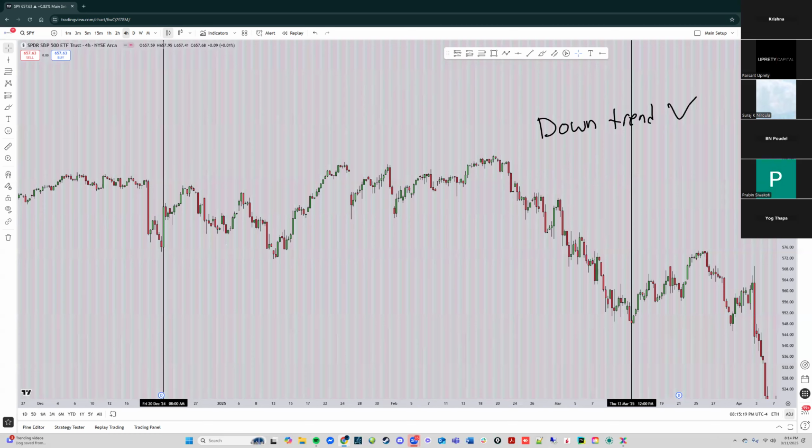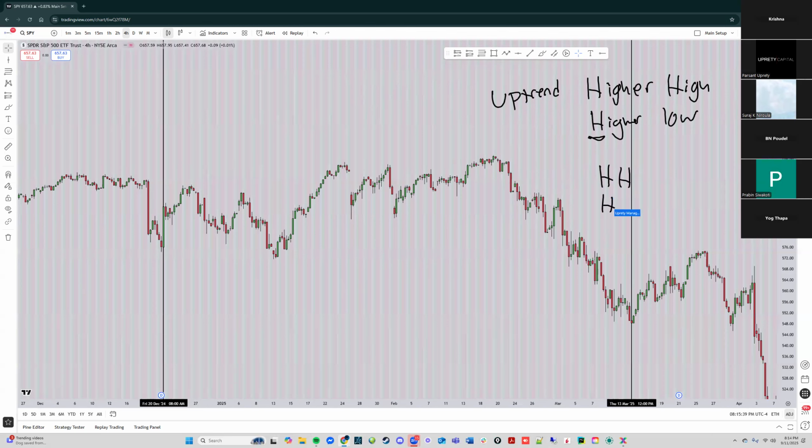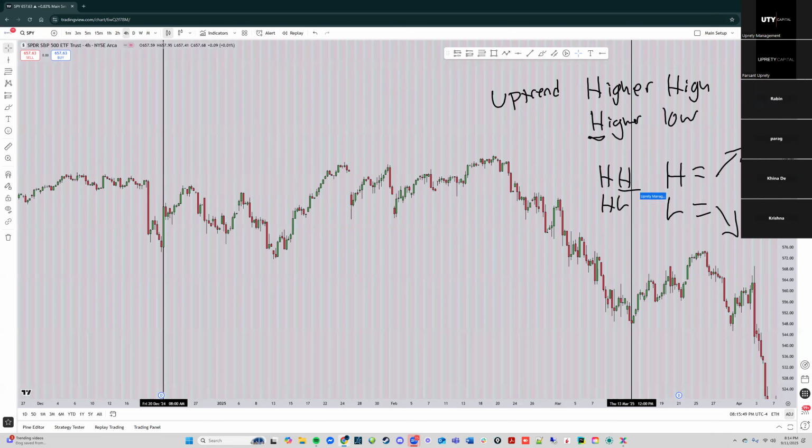Now, how do we find something that's in an uptrend? Higher high, higher low. It's the complete opposite. If there's an H at the beginning, so higher high or higher low, then it is an uptrend. H equals uptrend, L equals downtrend. That's the easiest way to remember it. It doesn't matter what the second letter is. The first letter will tell you if it's supposed to go higher or lower.